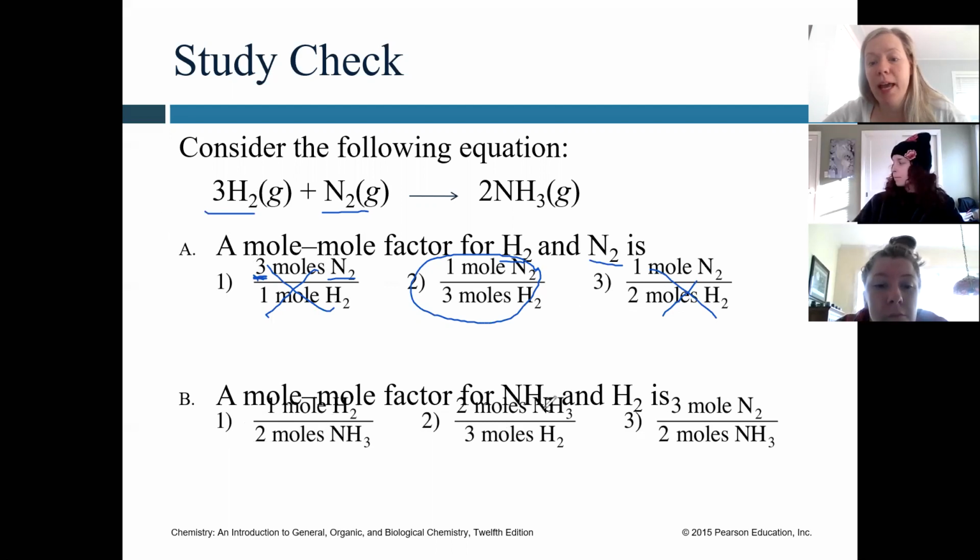A mole ratio between NH3 and H2. So here we're trying to combine NH3 and H2. This relationship is a 2 to 3 relationship, or a 3 to 2. We just want to make sure we put the 2 and the 3 with the right thing. So 3 with the H2 and 2 with the NH3 would be the second one here.